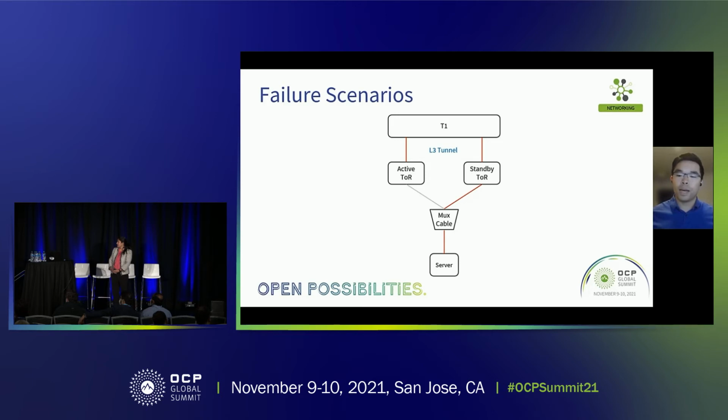Separately, the initial active TOR will detect the cable break and change its own internal state to standby. It will create the L3 tunnel to the new active TOR, and that will allow this TOR on the left to forward any southbound traffic to the new active TOR, which is on the right.